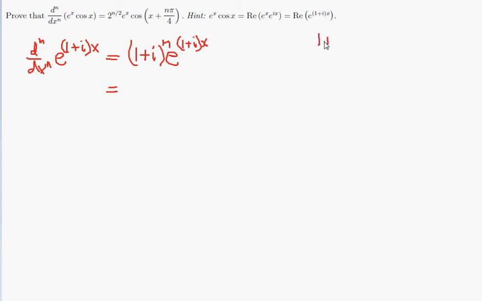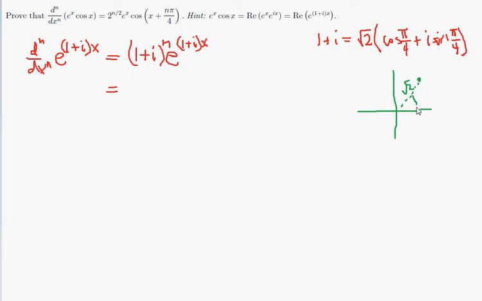1 plus i is equal to the square root of 2 times the cosine of pi over 4 plus i sine pi over 4. And quickly, the reason that that's true is because if we draw the complex plane, 1 plus i would be here, 1 over, 1 up, and the distance from the origin would be square root of 2, while the reference angle would be pi over 4. So that's converting 1 plus i into trigonometric form.